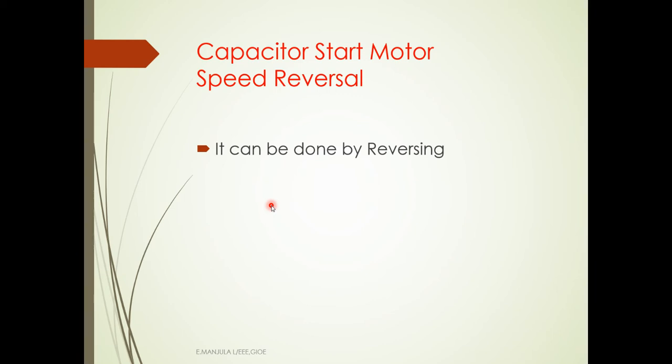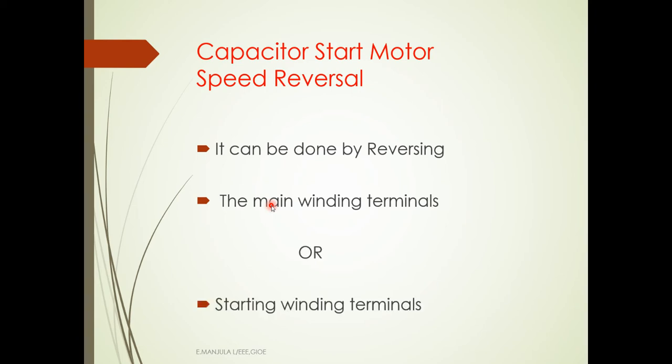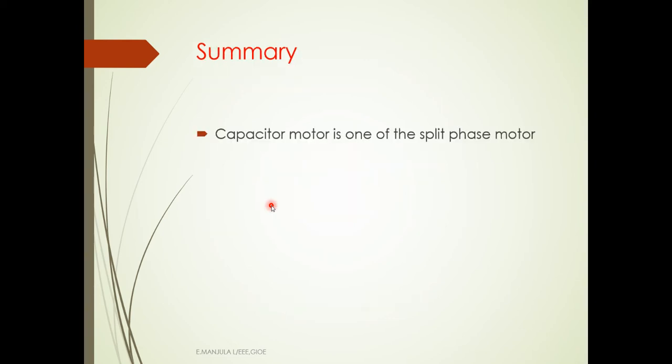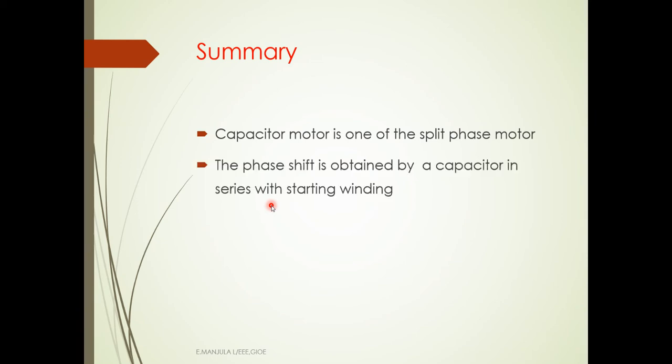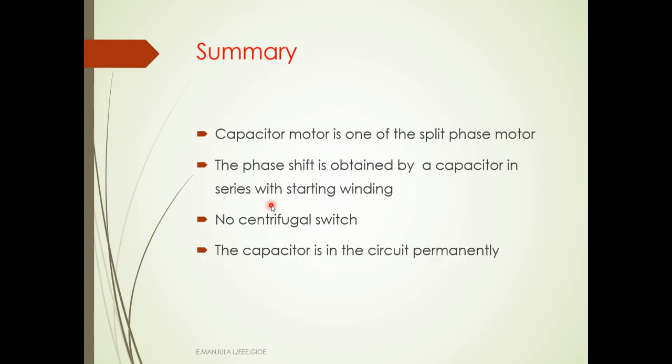So how will the capacitor start motor be reversed? It can be done by reversing the main field winding or the auxiliary field winding terminals. Here the summary is that the capacitor motor is one of the split phase motors, and the phase shift is obtained by a capacitor in series with the starting winding.